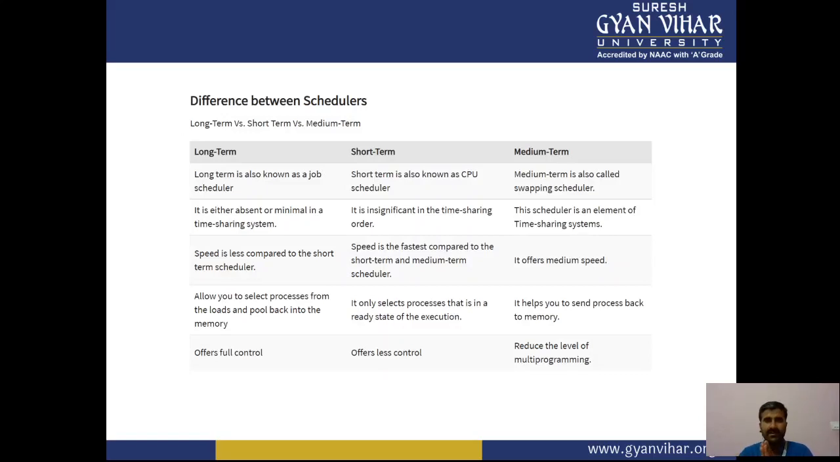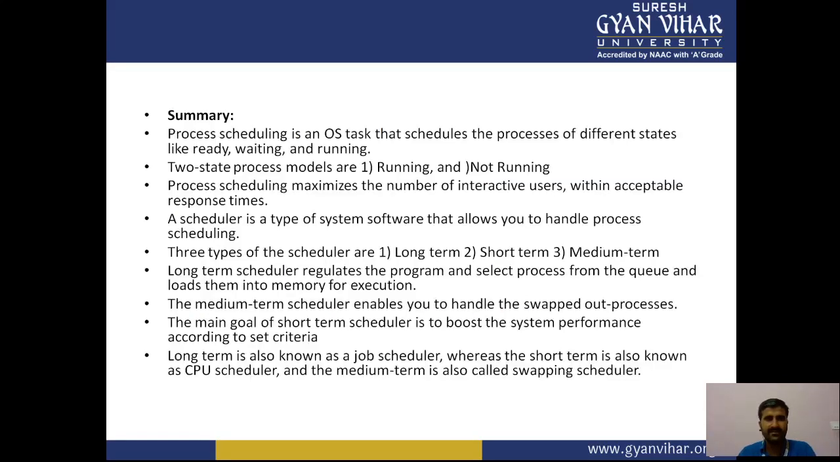So now we are going to differentiate between the long-term, short-term, and medium-term schedulers. Long-term is also known as the job scheduler, while short-term is also known as the CPU scheduler, and medium-term is also called the swapping scheduler. It is either absent or minimal in the short-term, but it is significant in time sharing. The medium-term scheduler is an element of time sharing. They offer full control, less control, and reduce the level of multi-programming. So this is the difference between them.